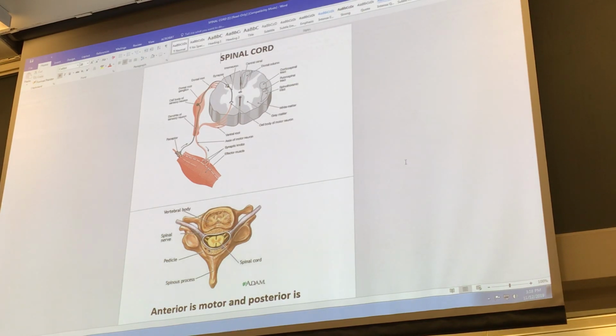Now, I love this drawing. This is a great drawing of the spinal cord. There's only one problem, and it's a logistical problem. You see this is all gray here and white there. The problem is that's not the way it is in life. In life, this is the gray matter here, and all this out here is white matter. Those are all axons, myelinated axons going up and down in tracts.